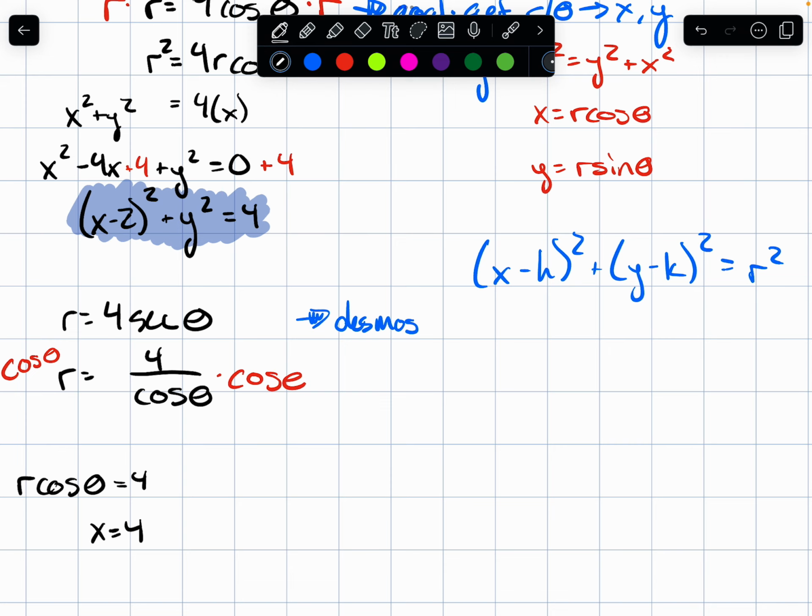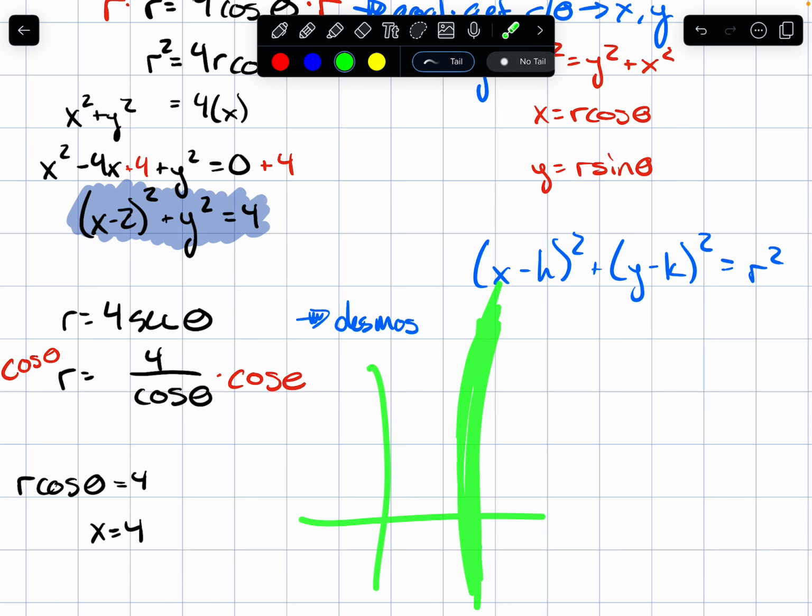So this function here is really just a straight line. And we could see x equals 4. We know what that looks like. If we have a y-axis, it looks like this. It's going straight up. So let's pop into this.